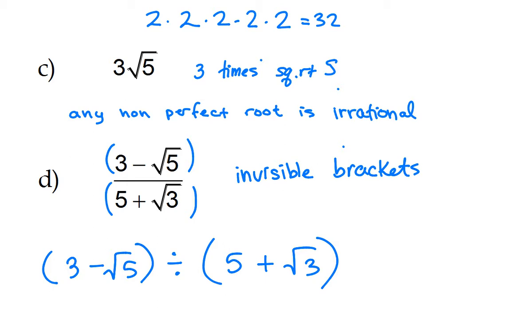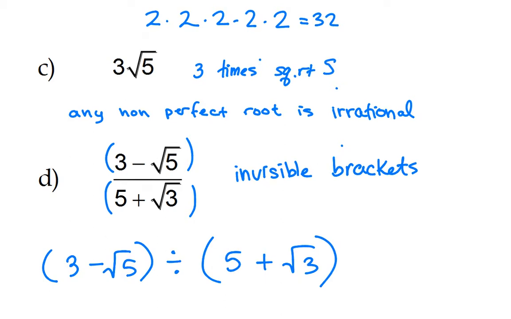Three minus root 5, 5 plus root 3. Take those numbers and divide. I got about 0.11. You guys getting that? 0.1134. Okay. That's going to show up on the test, by the way.